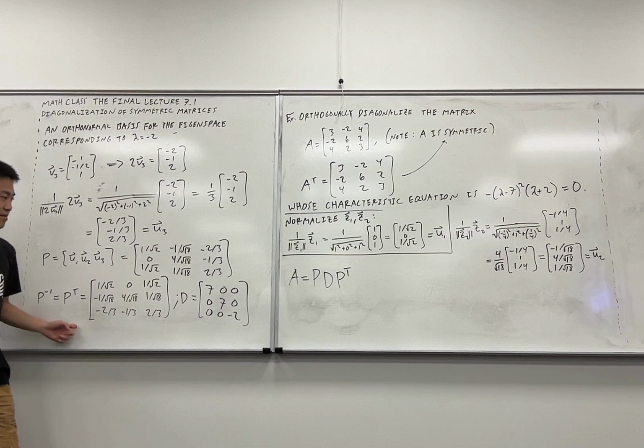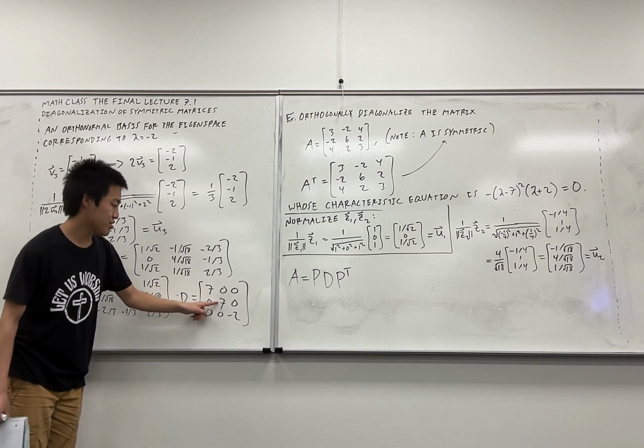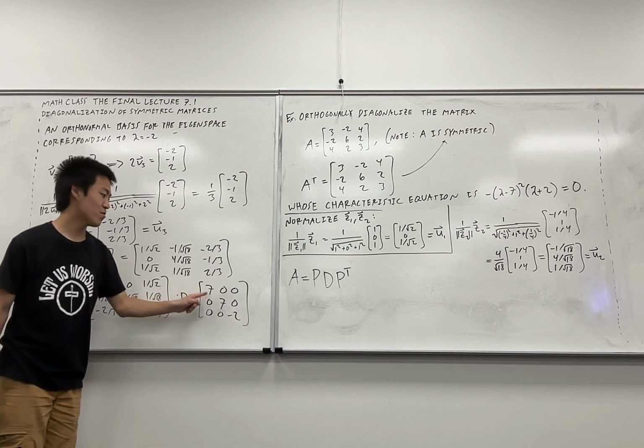So, how was D determined again? The 7 and the 7 and the minus 2, those should be very familiar to this problem. What were these bad numbers?